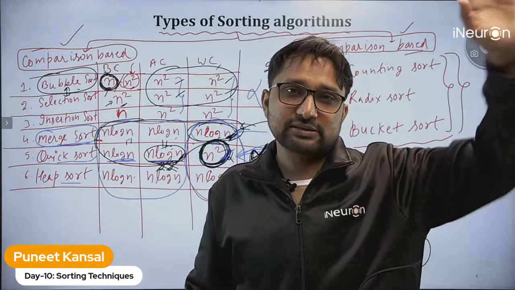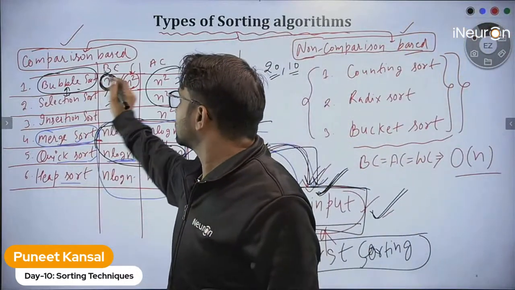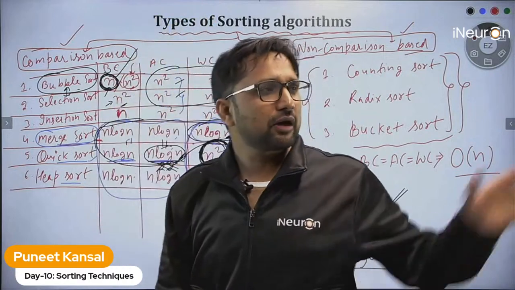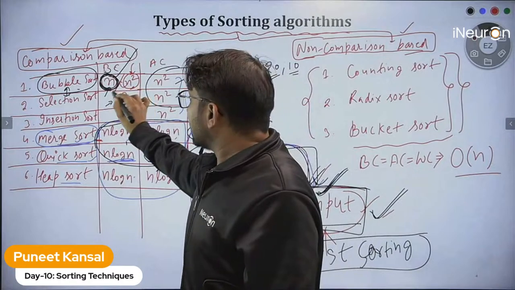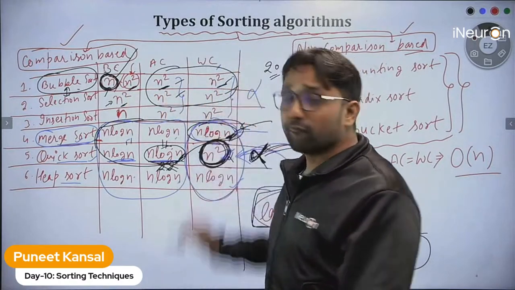One thing you can note is this: bubble sort will behave well, taking less time, only in the single case when the complete array is already sorted. Otherwise, it will take n square time. One thing I tell you.